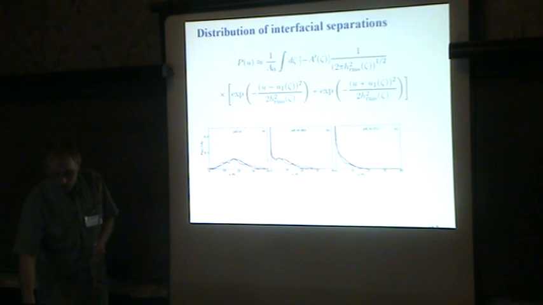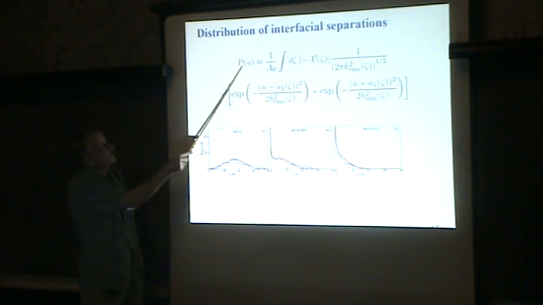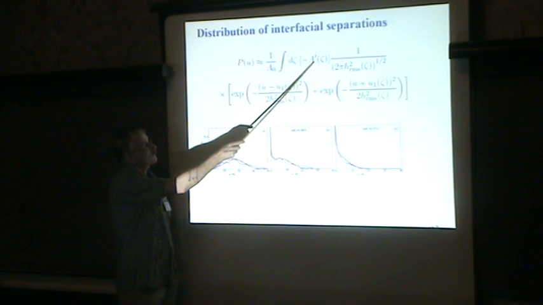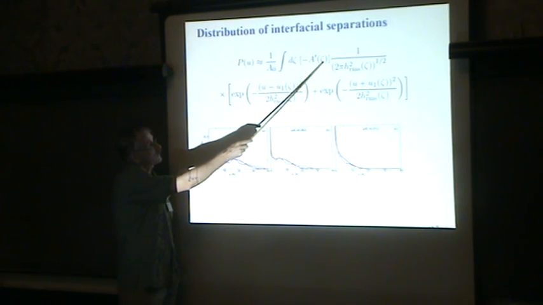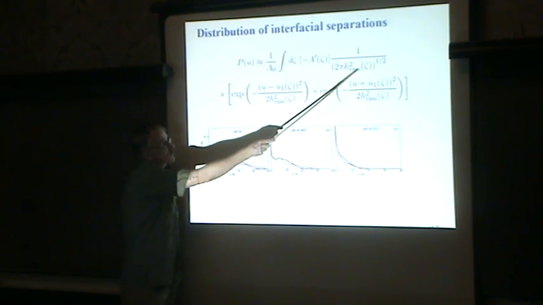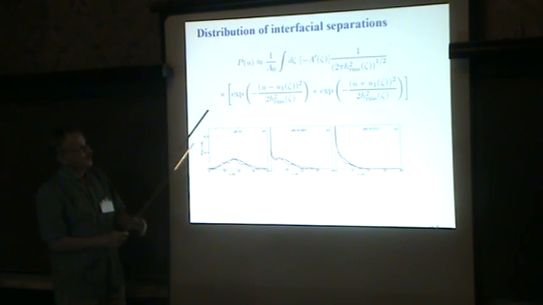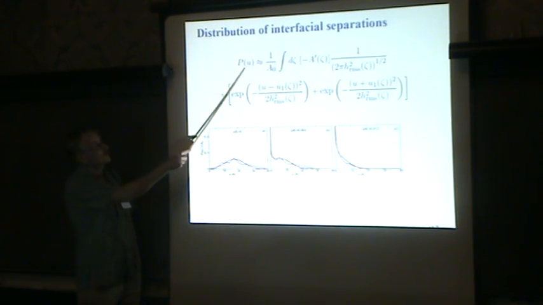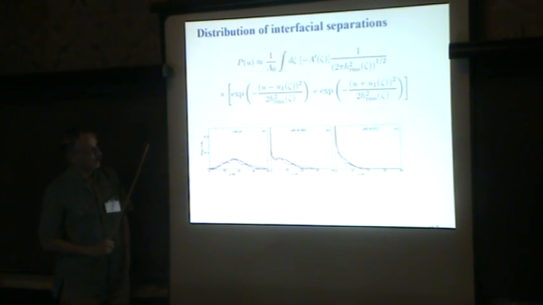Based on that quantity, I can derive an expression for the distribution of interfacial separations. It's an integral over magnification. This is the derivative of the area of contact as a function of magnification. It depends on the root mean square roughness observed at a given magnification, and it depends on this function u1. And this is a very important quantity which I will use in some applications later on.